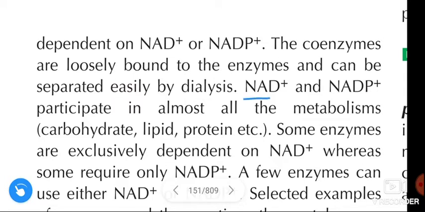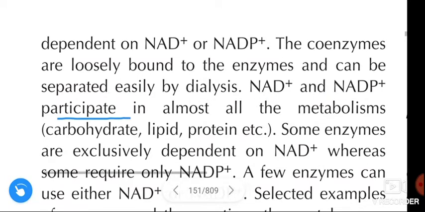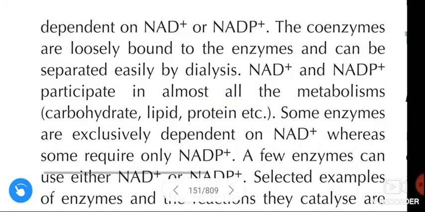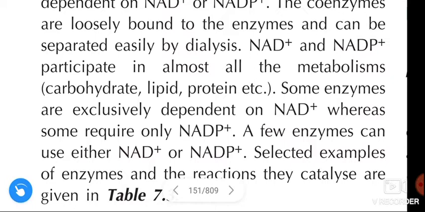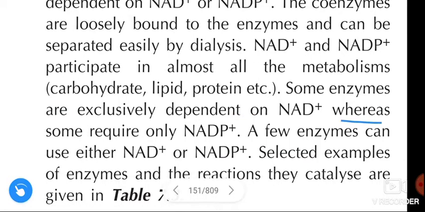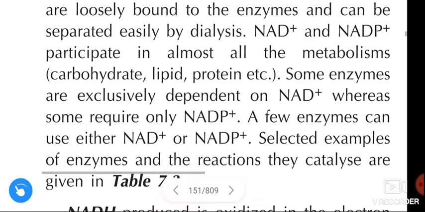NAD plus and NADP plus participate in almost all the metabolisms, and the metabolisms are carbohydrate, lipid and protein. Some enzymes are exclusively dependent on NAD plus, whereas some require only NADP plus. A few enzymes can use either NAD plus or NADP plus.